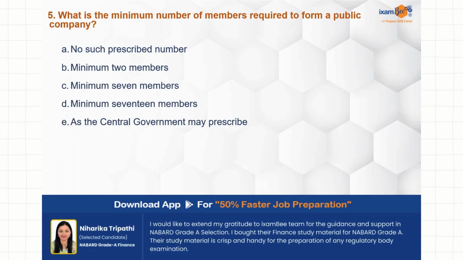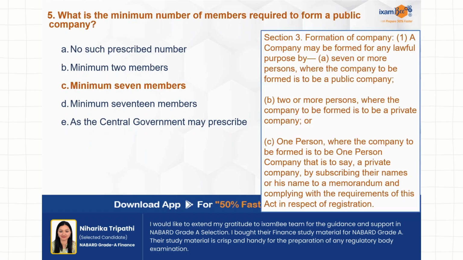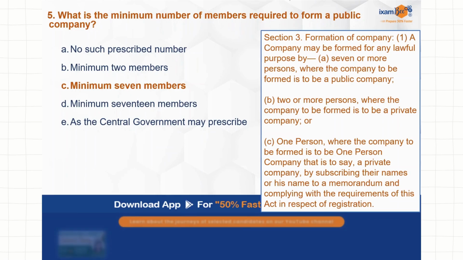Next question is related to your company law. So what is the minimum number of members required to form a public company? So this is a very straight and easy question. यहाँ पे C is the correct choice. Minimum 7 members are required to form a public company.